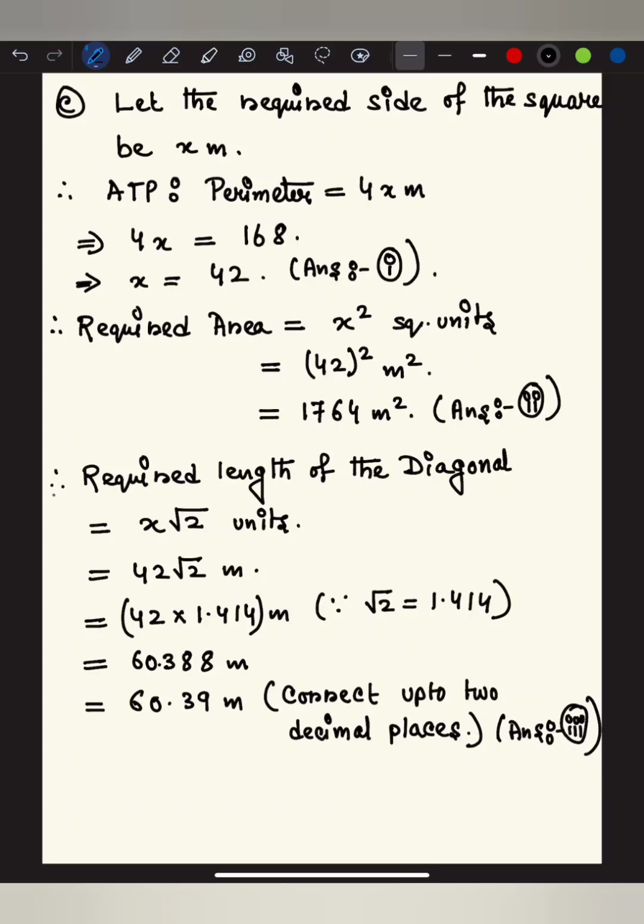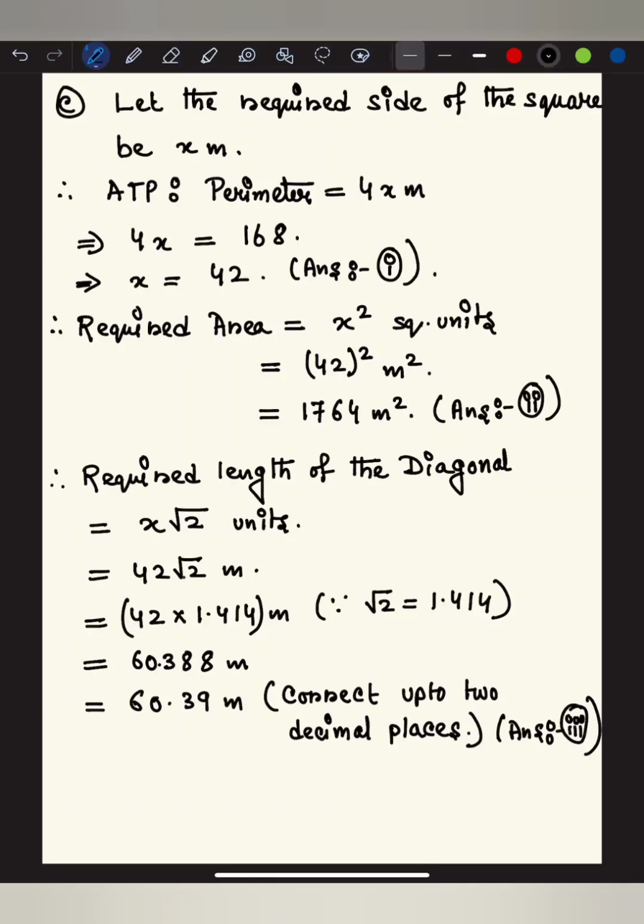And we need to find out the length of the diagonal. So the diagonal of the square is x root 2. The formula of it is x root 2 units, which equals 42 root 2 meter. Now we need to know the value of root 2 and root 3. The value of root 2 is 1.414 and the value of root 3 is 1.732. These two values we need to know always.